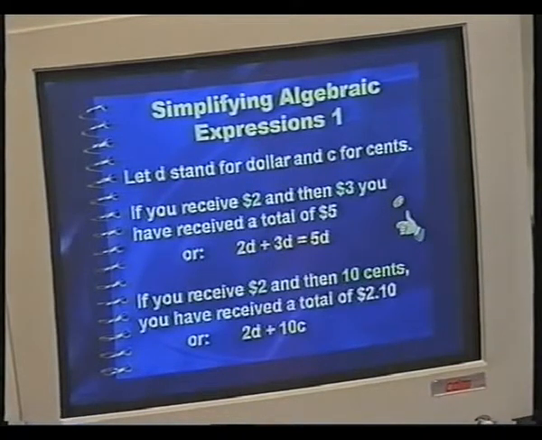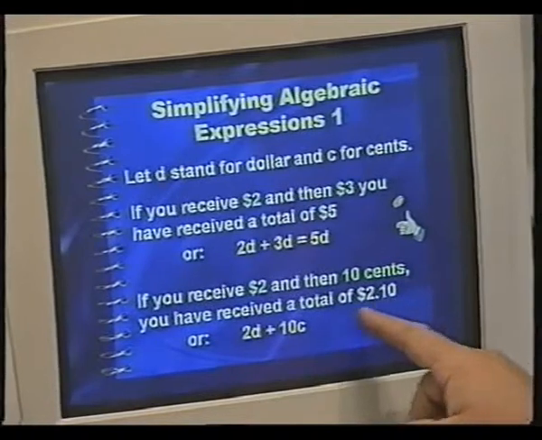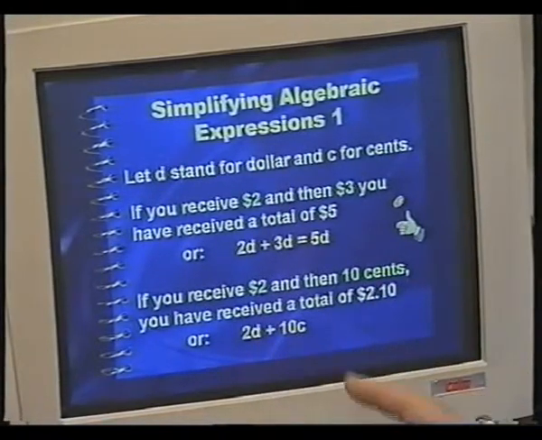Now, if you receive $2 and then 10 cents, you can't do much with it. You have to write it as $2 plus 10 cents. You can't simplify that and make that 20DC or whatever. It is 2D plus 10C.